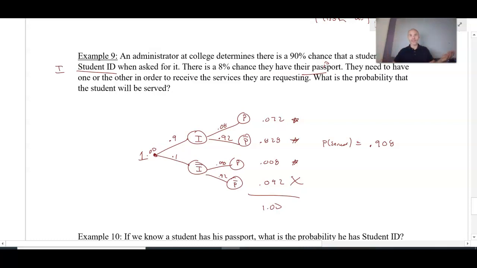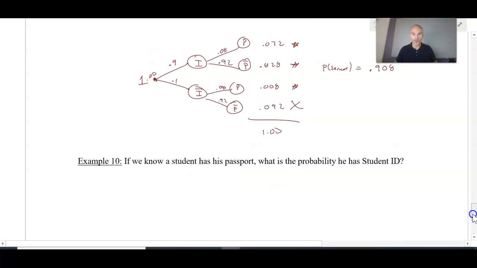So what I've done here is there were two events. Each event either does happen or doesn't happen. Break it up into a binary outcome, and then continue branching out so that what we can do is group ID status with passport status, and then we just pick up what we want out of that chart. Makes it real nice and straightforward.